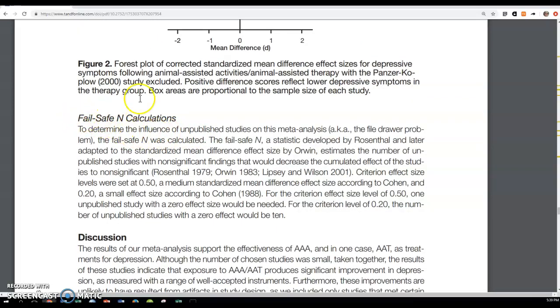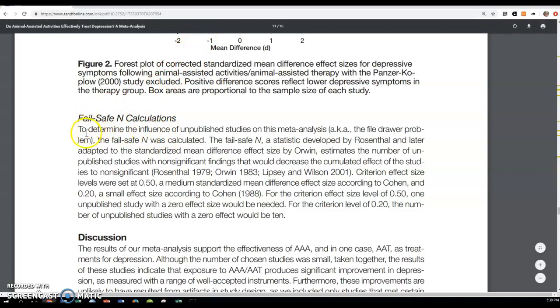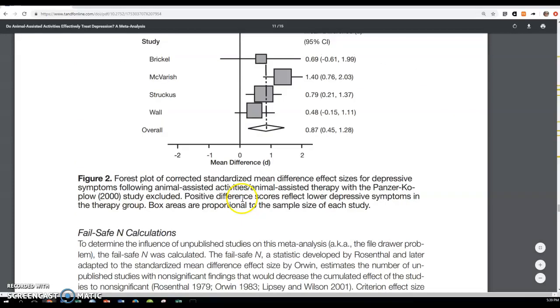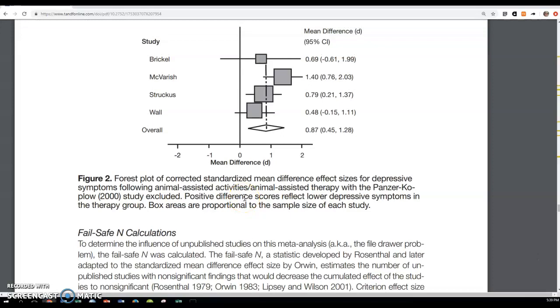And here we can see right after that they report to determine the influence of unpublished studies, and they go through what they did. Their actual choice of how they handle it doesn't concern me as much as knowing that they're aware of this idea of publication bias and that they're taking it into account. So it gives me some confidence to see that right there.